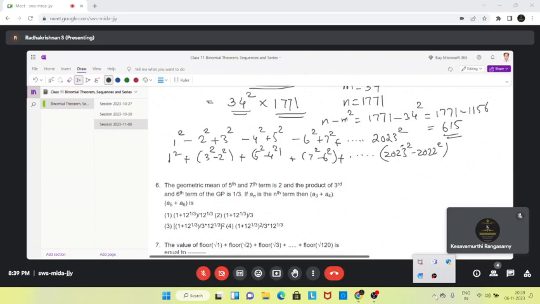So by simply rearranging and rewriting in this way, you can see that 3 square minus 2 square is simply 3 plus 2 into 3 minus 2. So 3 minus 2 is 1. So this is 1. This is simply 3 plus 2. And this is simply 5 plus 4. Similarly, this is simply 7 plus 6. And the last term is simply 2023 plus 2022. So it becomes a simple arithmetic series.